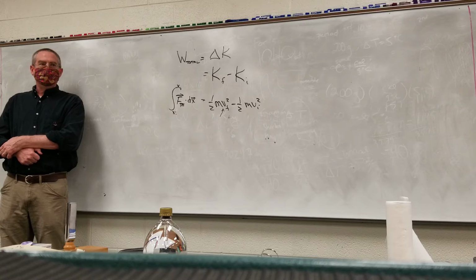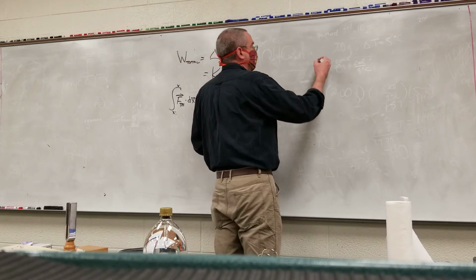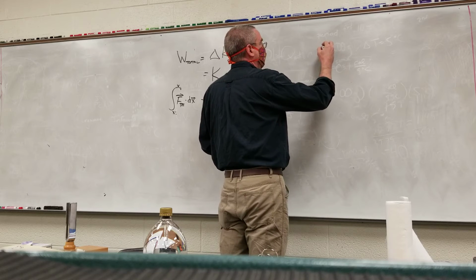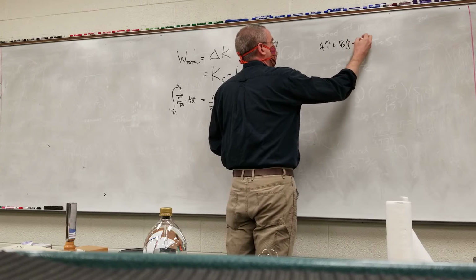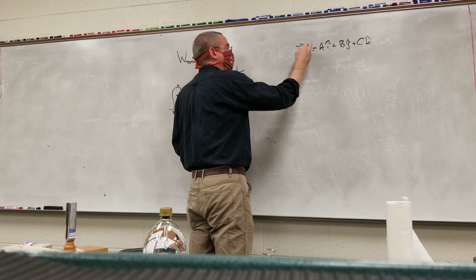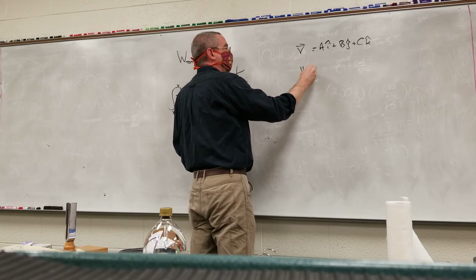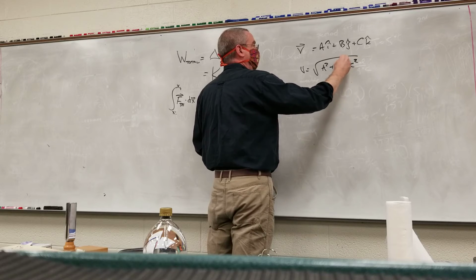How would you do a Pythagorean theorem with the K hat? With K? Alright, so if I have A i plus B j plus C k, if that's some velocity, then the speed is the square root of a squared plus b squared plus c squared.